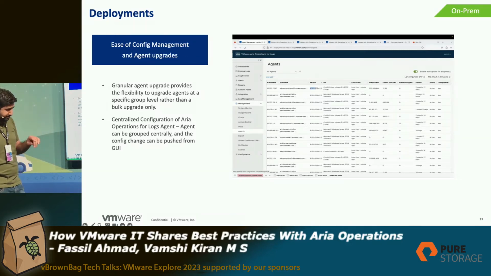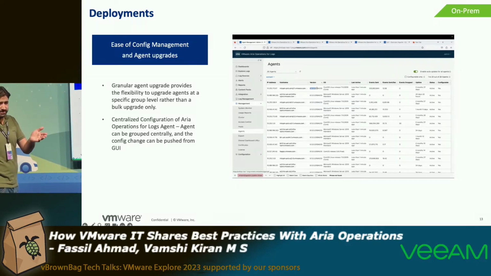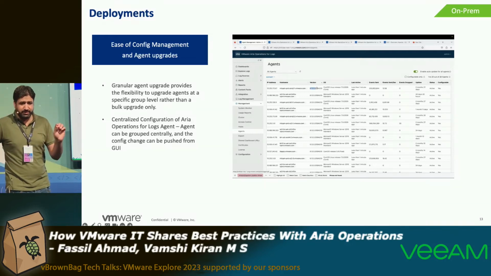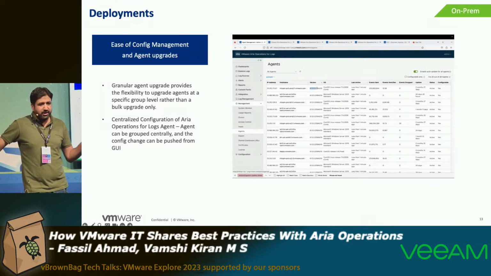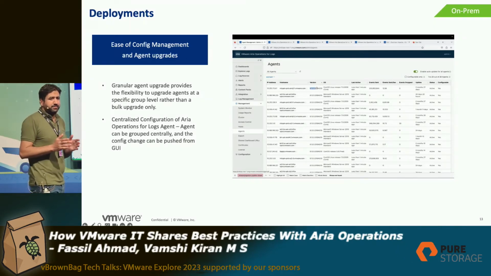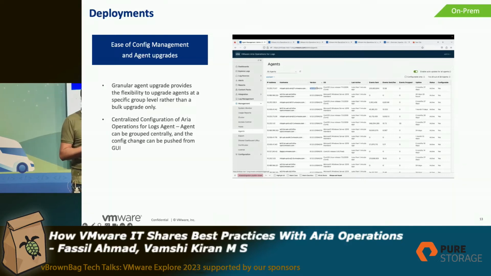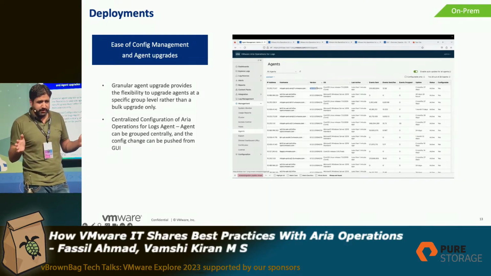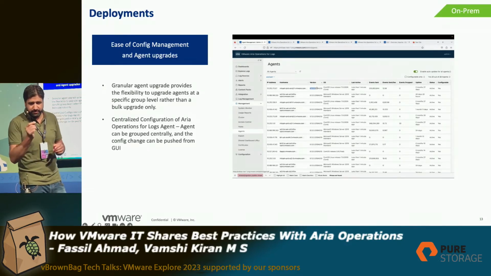Not only that, you can push the config changes to your agents from a single pane of glass. So Aria Operations for Logs will act as a deployment server. If I have a set of VMs, for example, 100 VMs, I want to get log messages from all those 100 VMs.